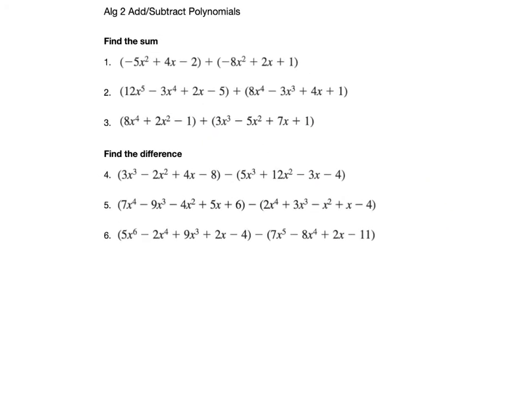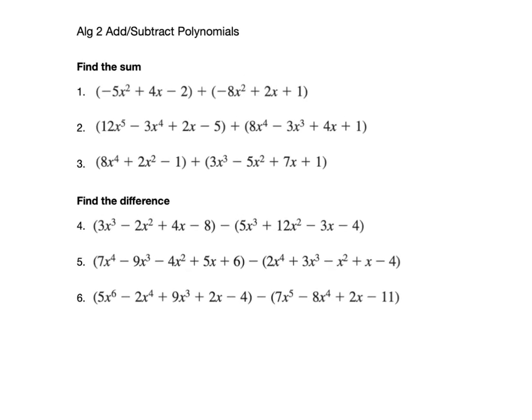All right, here's what your homework is. The first ones are just like the first example. We're just adding, so you're just looking for like terms, putting those like terms together by adding their coefficients. Okay? And then the last 3 are find the difference, subtraction problems, where you're going to have to distribute that negative first. And then you're going to add like terms. And that's it. Pretty easy assignment, I think.